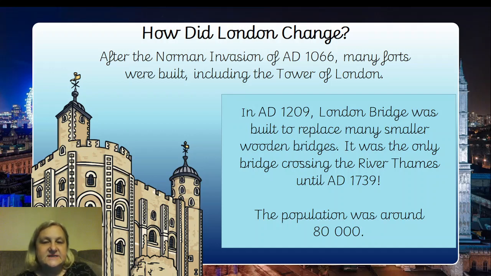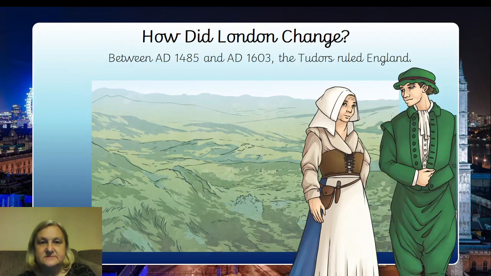So in AD 1209, London Bridge was built to replace lots of similar wooden bridges. It was the only bridge crossing until 1739. So for 500 years, there was just one stone-built bridge going over the river. Population was about 80,000.